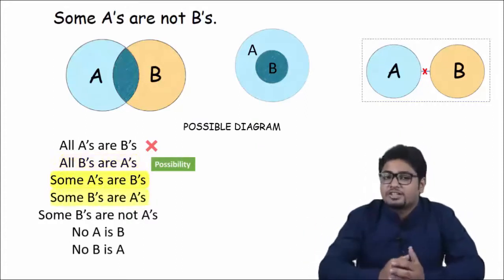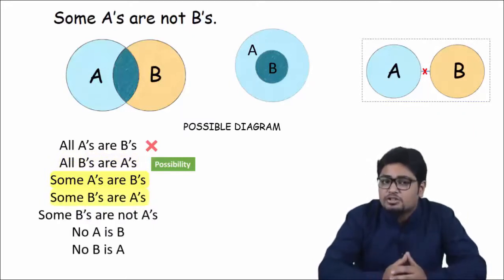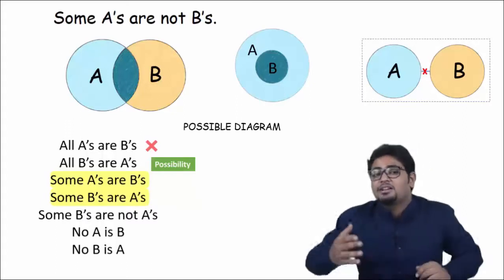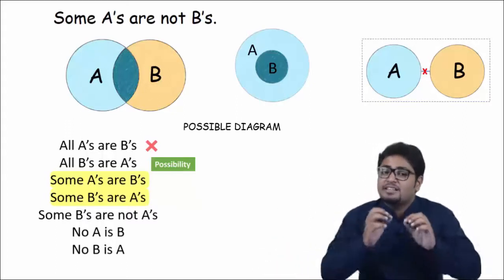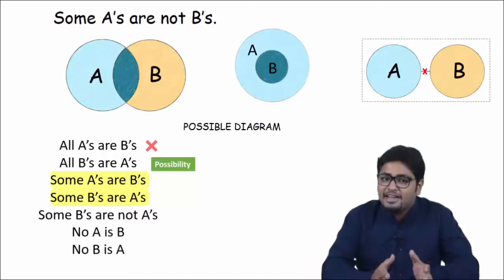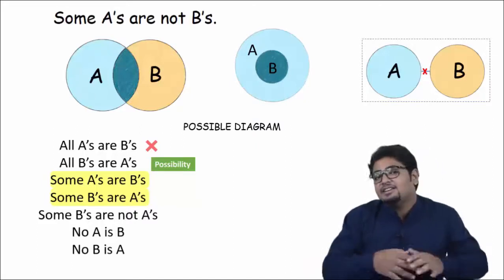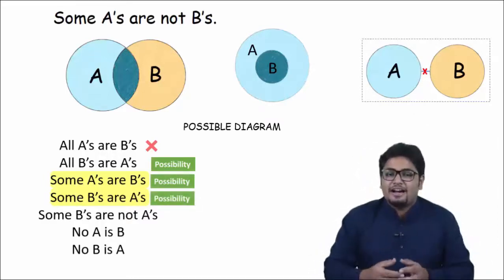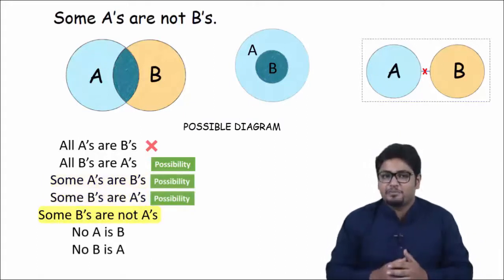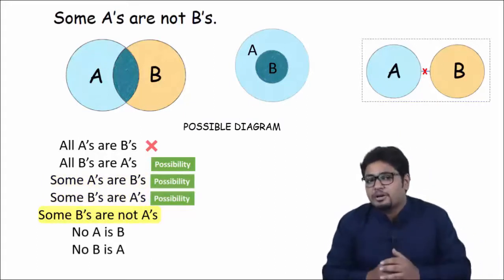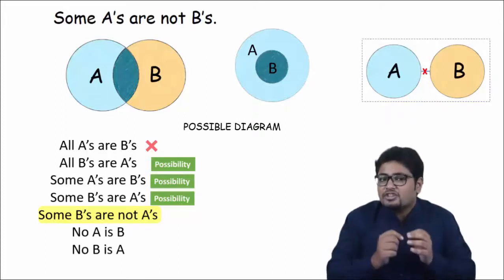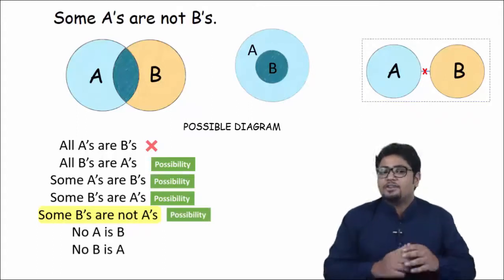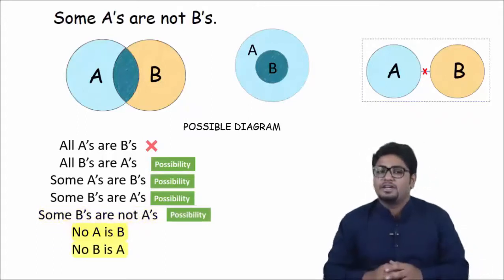For third and fourth statement, it is clear from the first possible diagram that these conclusions should be true. But the third possible diagram states that these are false. Hence, some A's are B's and some B's are A's are possibilities. Next we have "some B's are not A's." Looking at the first and the last possible diagram, it's clear that this should also be a possibility.